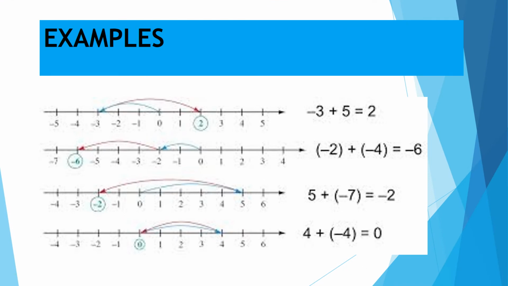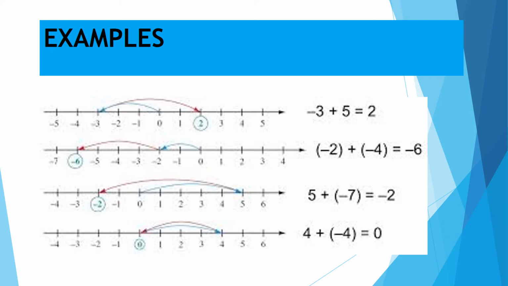Two more examples. First one is minus 3 plus 5. You move to minus 3 from 0 and you have to move 5 steps to the right side because it is plus 5. On moving 5 steps to the right side, 1, 2, 3, 4, 5, we reach plus 2. So minus 3 plus 5 is 2.